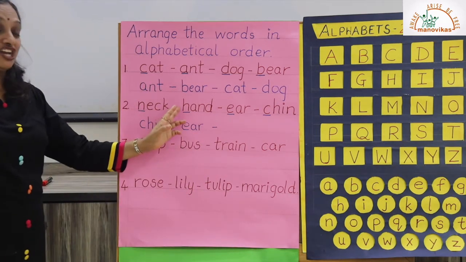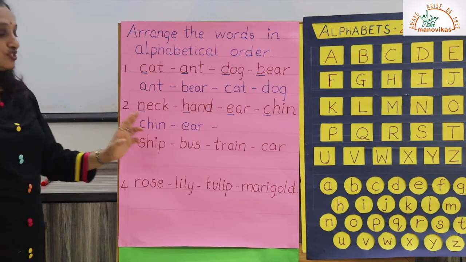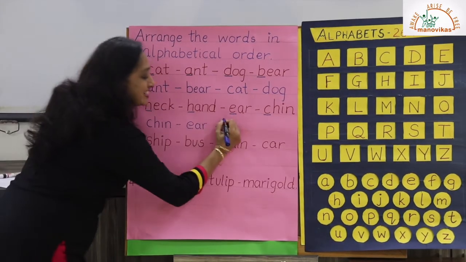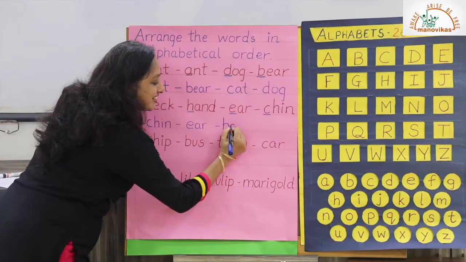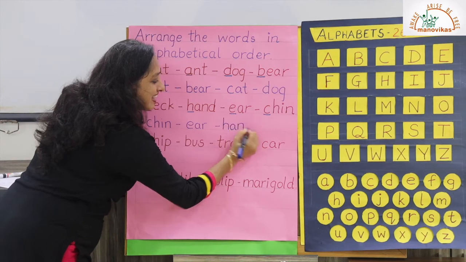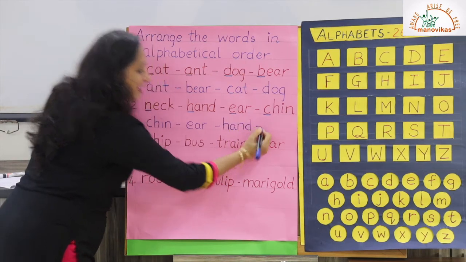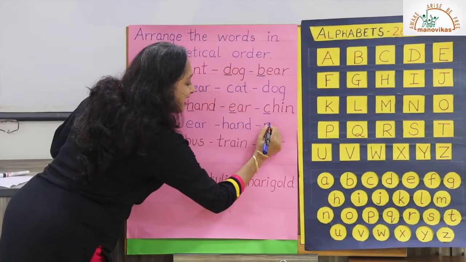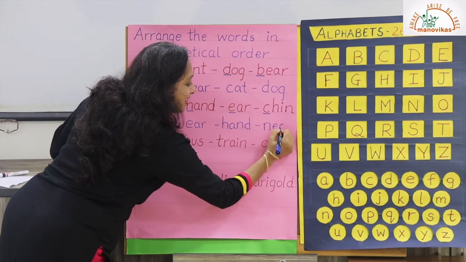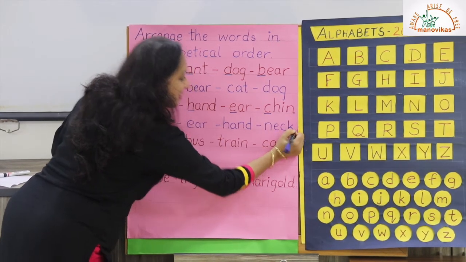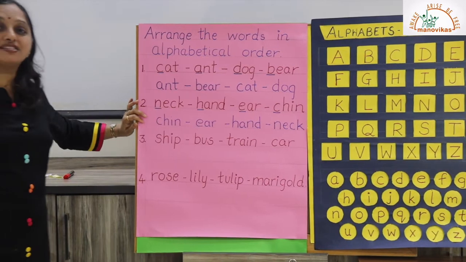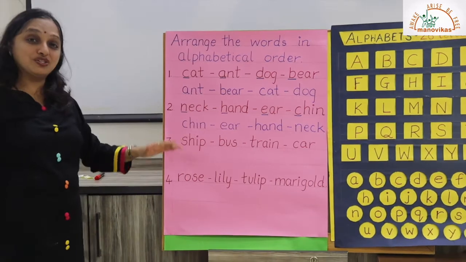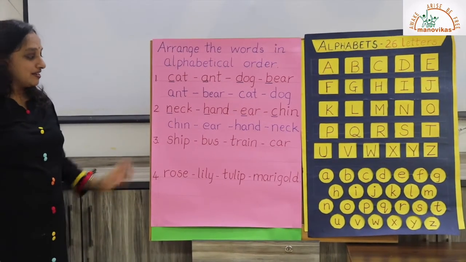Here, now we have H and N. So after E, F, G, H, we have H and then N. So we have put these words in alphabetical order. Let's go to the next one.